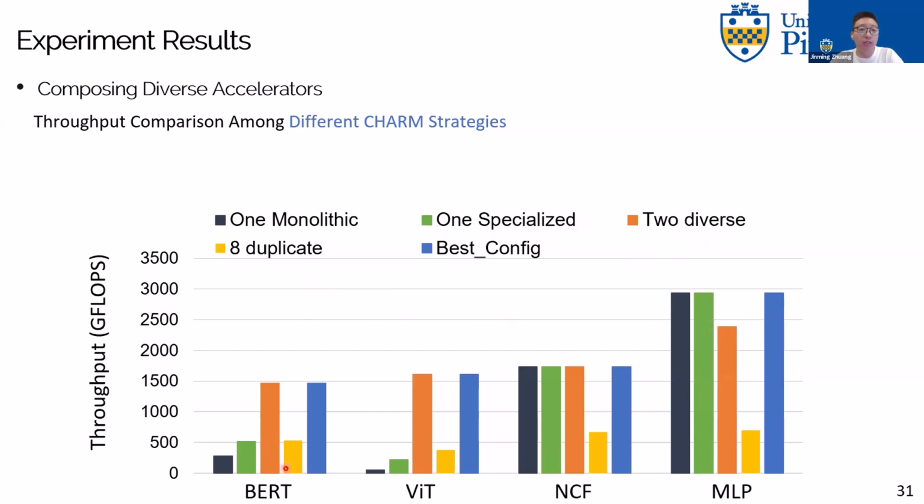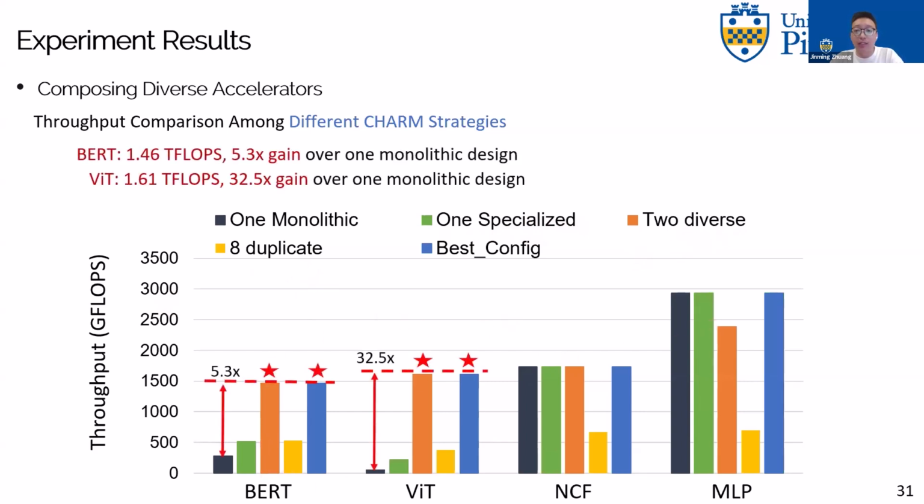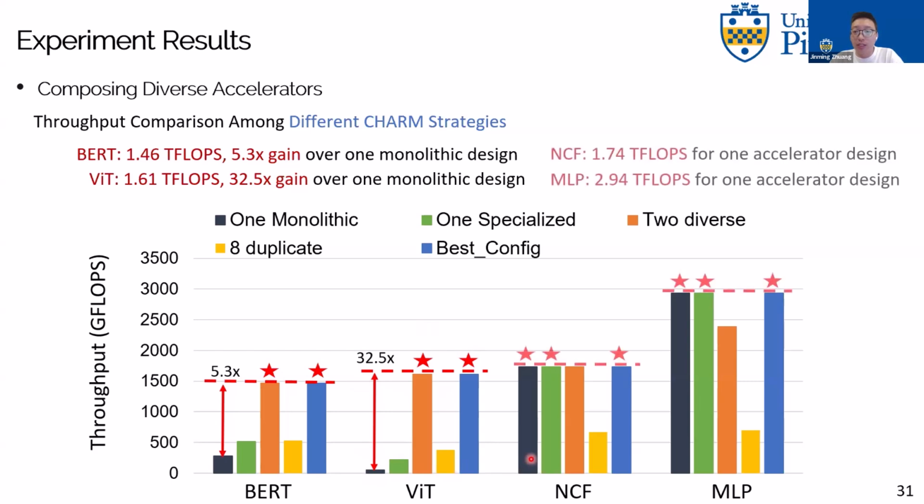So for the BERT and VIT, the best strategy is the two diverse accelerator design, which achieves 5.3x and 32.5x gain over the corresponding one monolithic design, since they both have huge shape variance. And because of even larger variance in VIT, the gain is as expected higher.